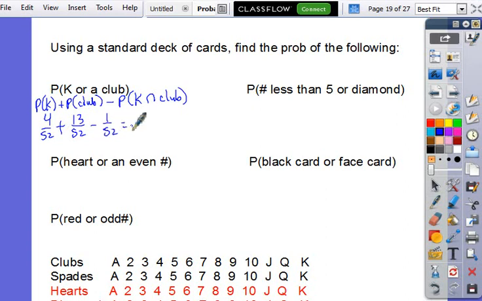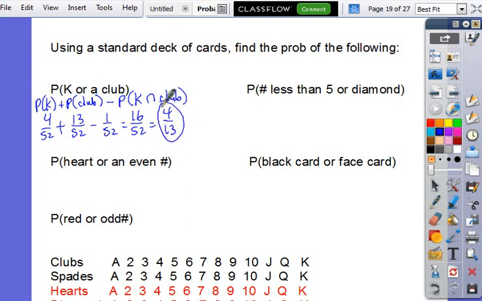So the reason I didn't simplify it is because I'm going to do this right here. 4 plus 13 is 17. 17 minus 1 is 16. Really, you could just type all that in the calculator at one time and get your answer. Simplify that final thing and you get your answer there, 4 over 13.